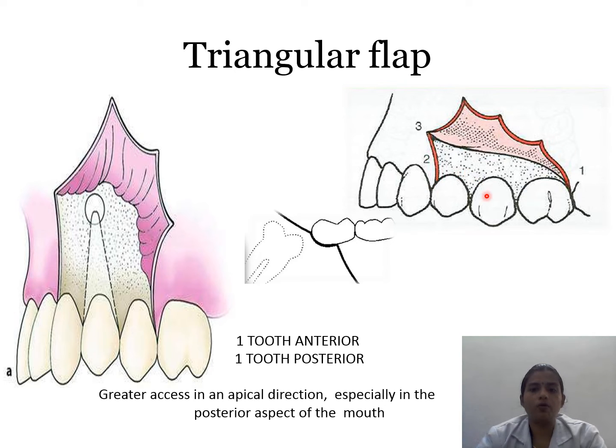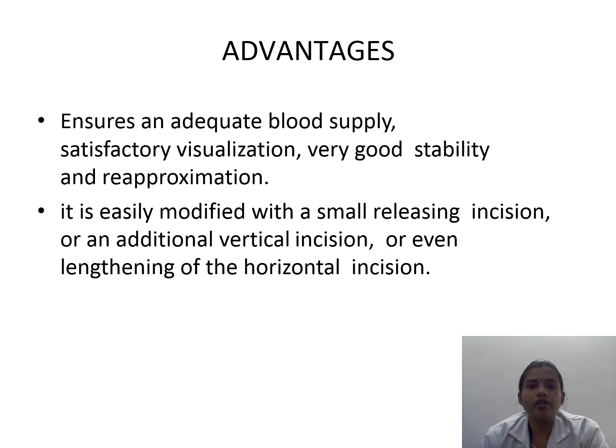Here, in this flap also, the incision should be extended one tooth anterior and one tooth posterior. It gives a greater access in apical direction, especially in the posterior aspect of the mouth. Advantages of triangular flap: it ensures an adequate blood supply, satisfactory visualization, very good stability and reapproximation.